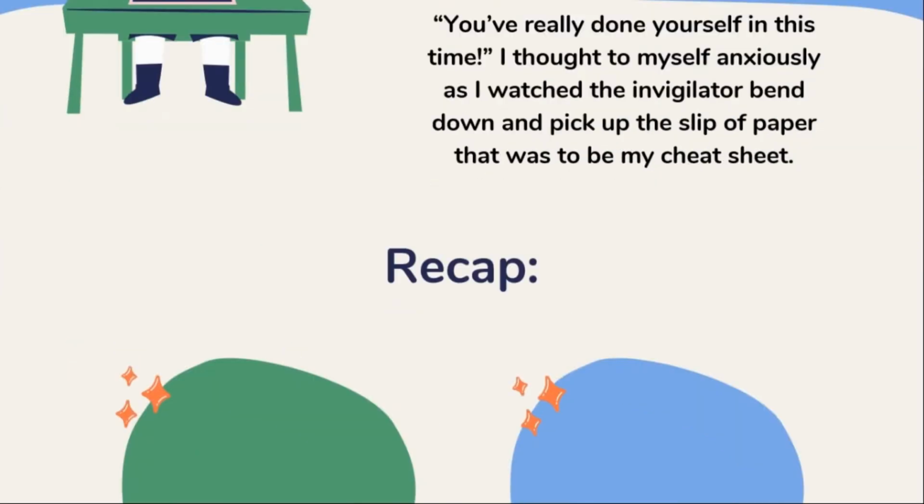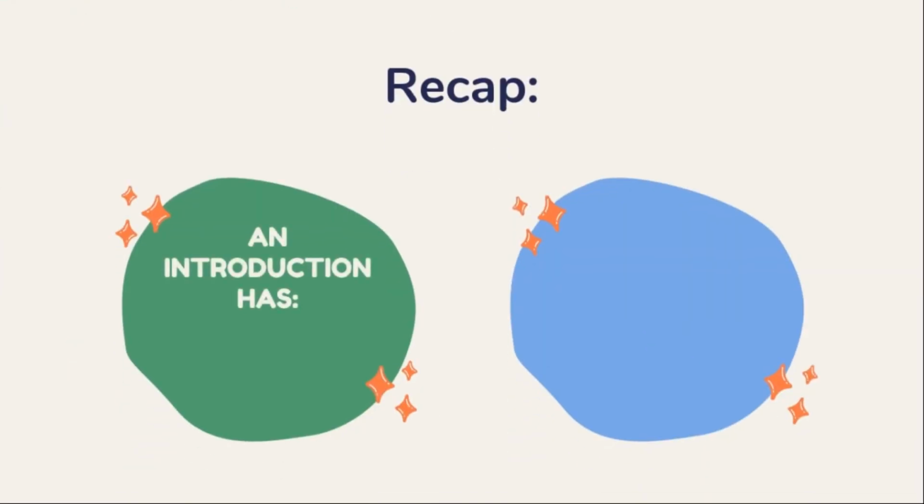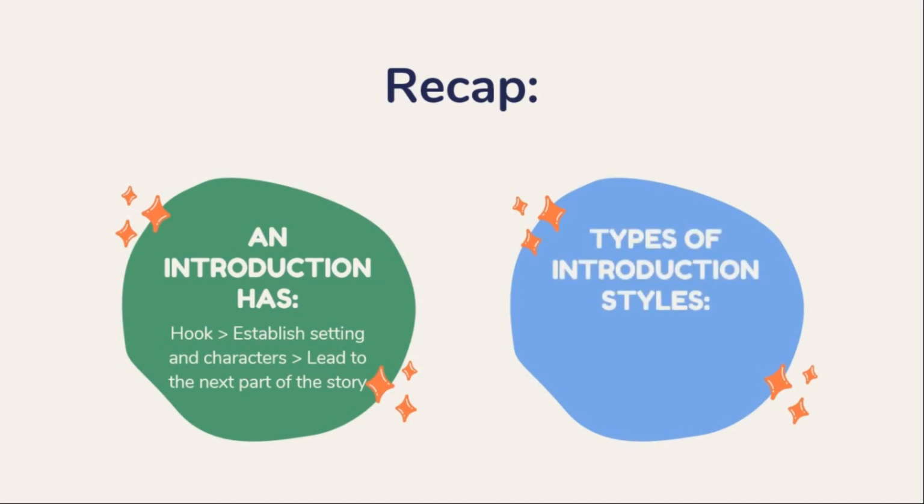So to recap, a good introduction contains a hook to catch the reader's attention, establishes the setting and characters, and also manages to lead into the next part of the story. And some of the ways in which you can write your introduction can be a description of the environment, a flashback from the future, or a piece of dialogue.